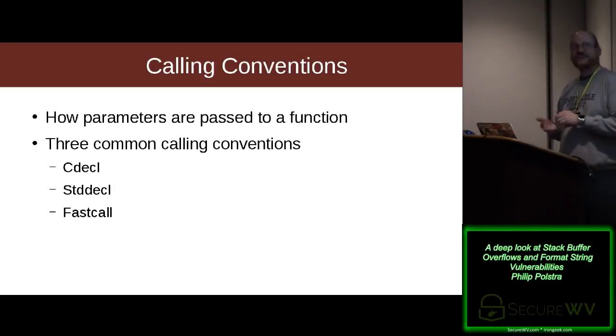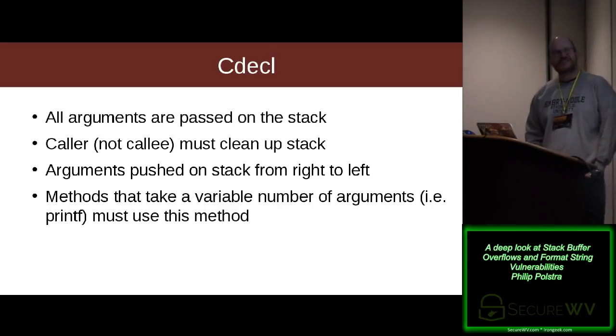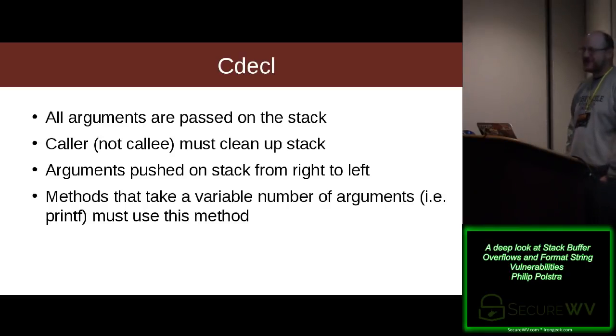There are three common calling conventions on the Windows platform. And the first one is called cdecl. C, the language, declare, basically. So this is pretty standard. This is what is used by default for C. And how does this work? You call a function. Maybe it has two arguments. You push them on the stack.